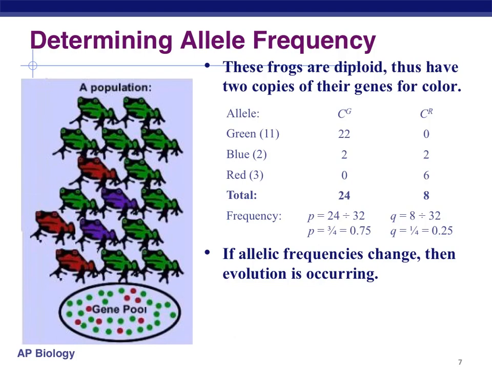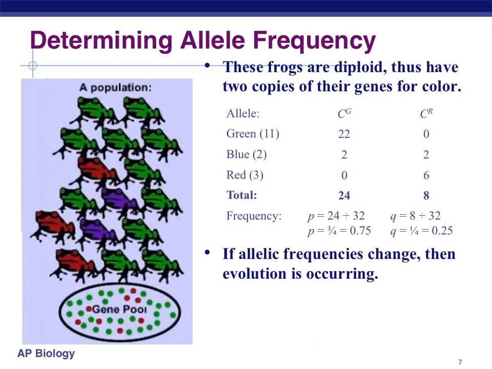So let's go through and look at this problem as it relates to P's and Q's and frequency. These frogs are diploid, and because they're diploid, they have 2 copies of their genes for color. 1 copy came from mom and 1 copy came from dad. The total population is 16 frogs, but keep in mind that these frogs are diploid, which means they have 2 copies of their genes for color. So we have 11 green frogs, which means that if they are completely green, they are going to have 2 copies of the big C, big G gene, because that's the only way they could be green. They have to be homozygous dominant.